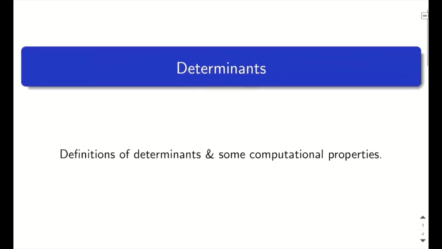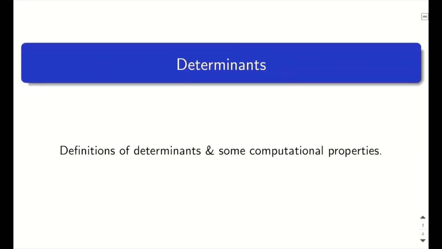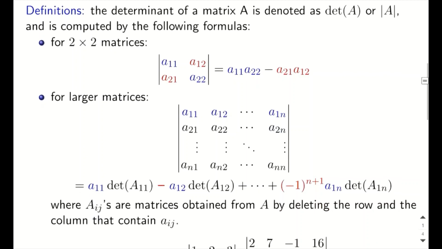Good morning, class. Today we are going to discuss determinants, the definition of determinants, and some computational properties. First definition: the determinant of a matrix A is denoted as det, right? We usually call this det of A. Sometimes people also write A in a pair of signs that look like the absolute value sign. But I would like to emphasize that this is not the absolute value sign.